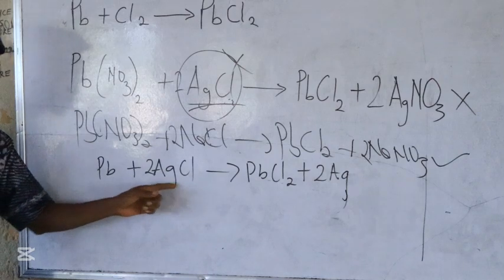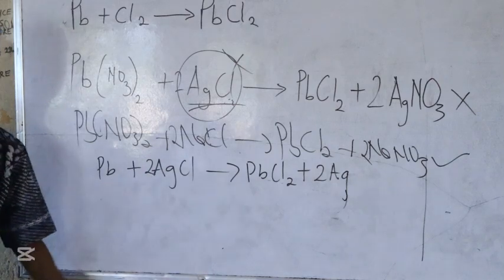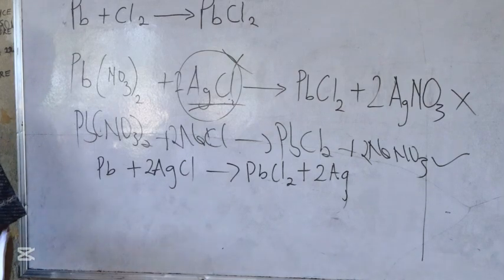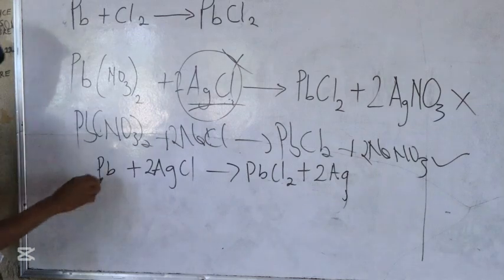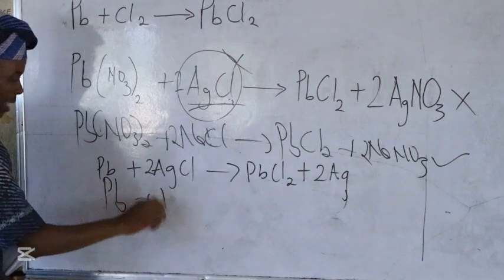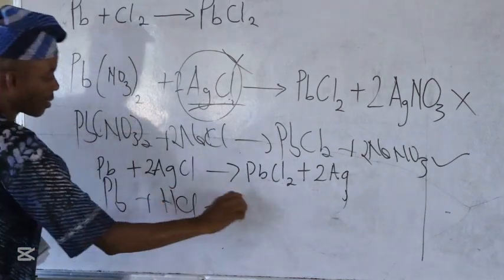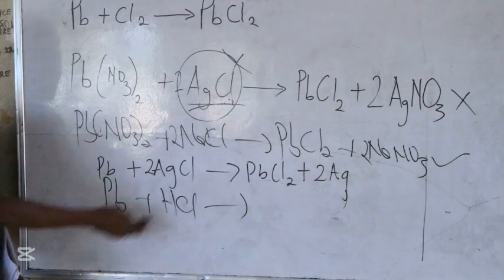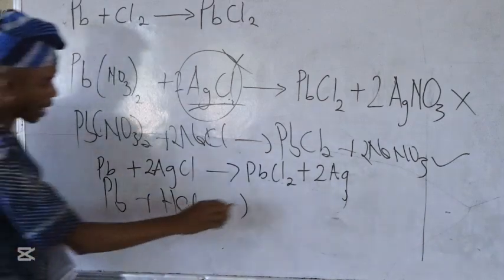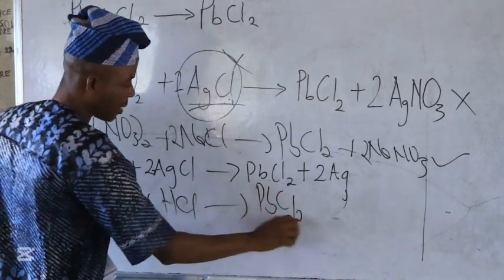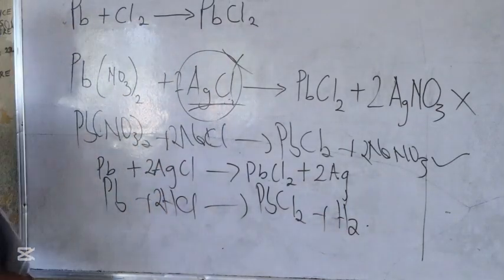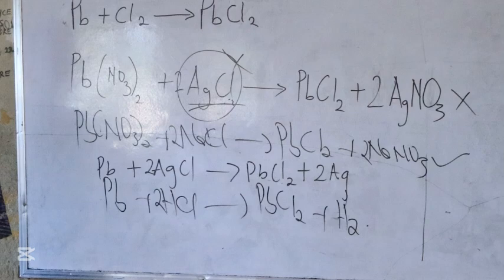Because it is not possible for this one to dissociate, since it's an insoluble salt, what is supposed to have been used is lead reacting with dilute hydrochloric acid. Here, lead can displace hydrogen. Then we have lead chloride and hydrogen gas. Is that okay? Okay.